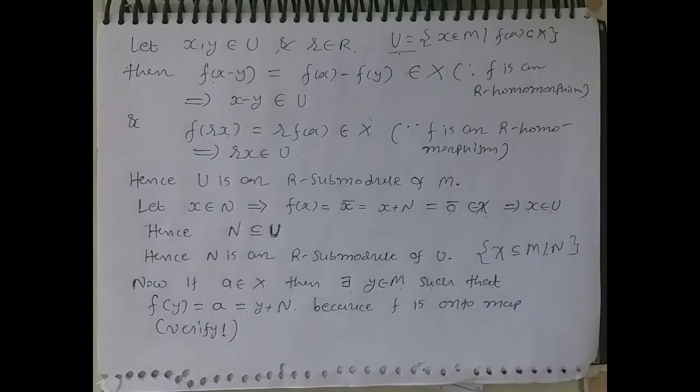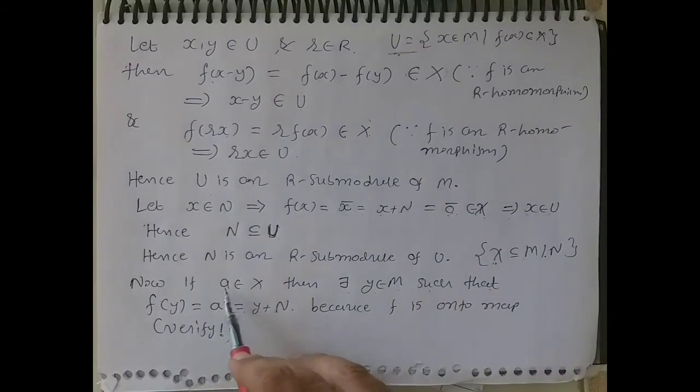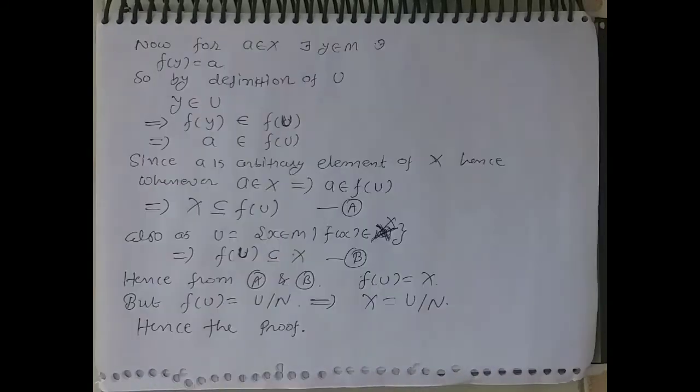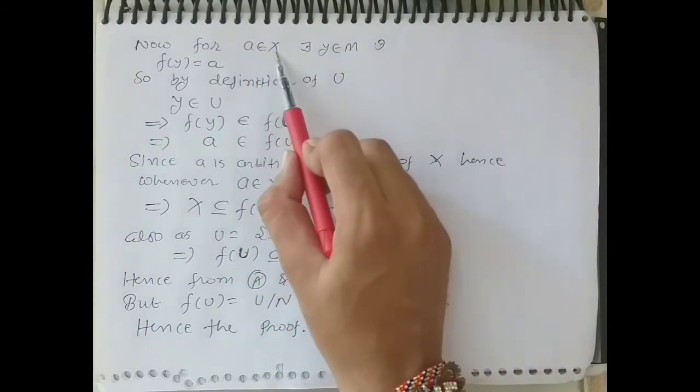X is an R submodule of M quotient N. Now whenever we consider an element a belongs to X, then there exists y belongs to M such that f of y is equal to a is equal to y plus N, because f is an onto map. f is an R homomorphism and onto, you have to verify that in the assignment.